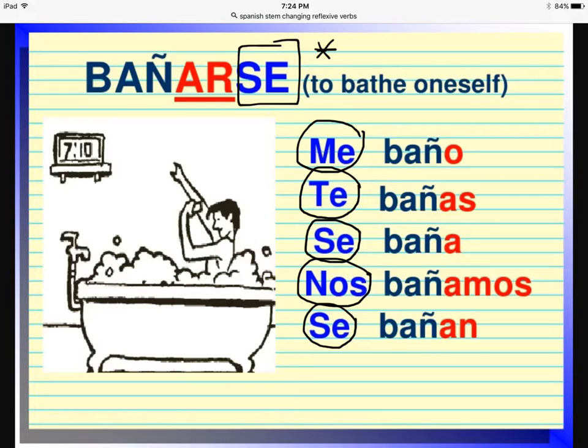Because bañarse is just a normal AR verb, there's no stem change, so you can just conjugate it like a normal AR verb, and you don't have to worry about any stem change in this part. So you get me baño, I bathe or I take a bath. Te bañas would be you familiar take a bath. And so on and so forth. Let's look at the next screen.